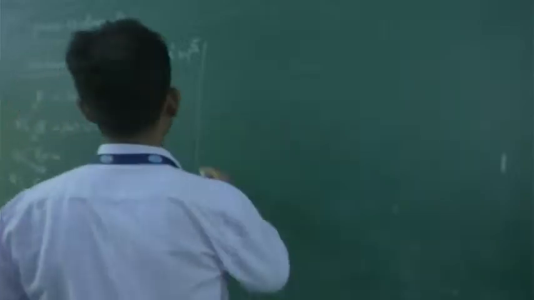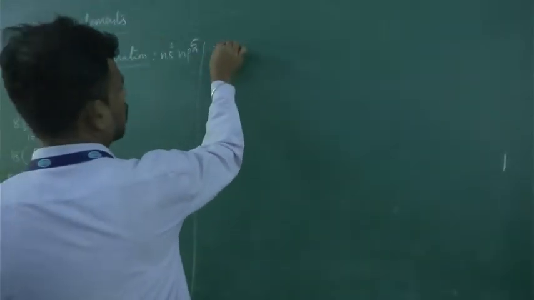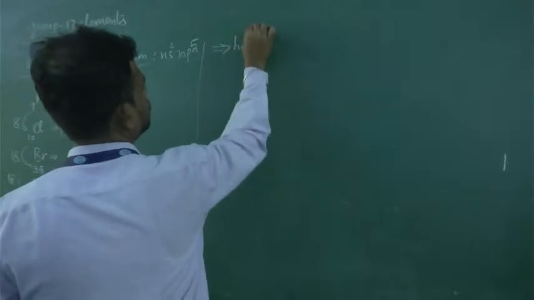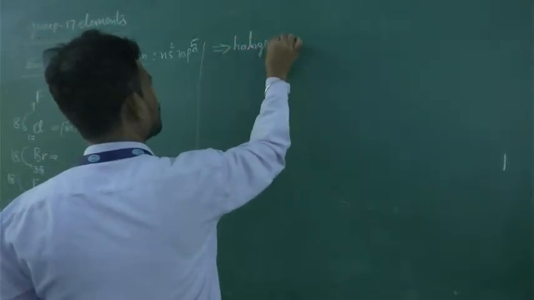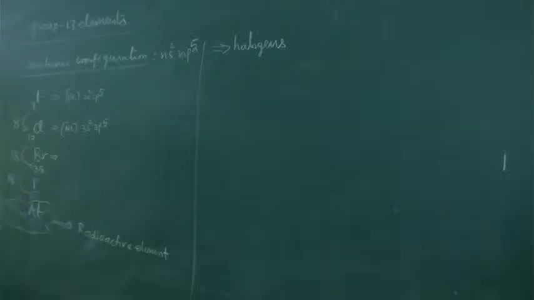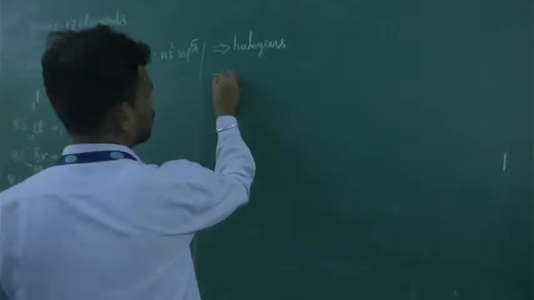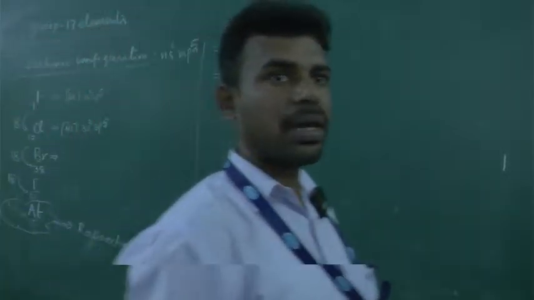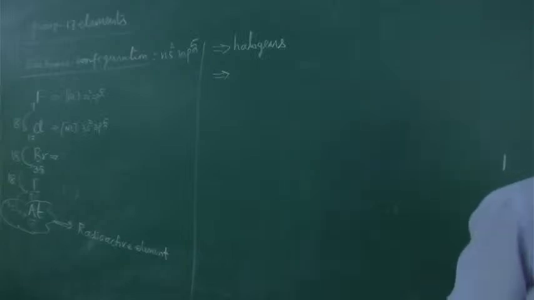Next important point regarding this. So these group 17 elements are collectively called halogens. What is the meaning of halogens? Any idea? What is the meaning of halogens?